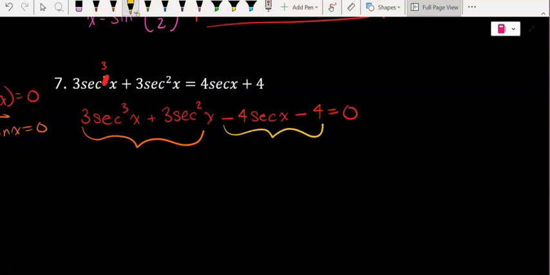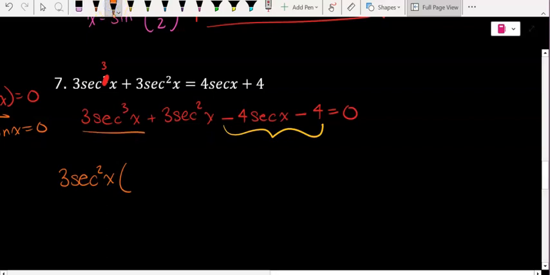So grouping just means I'm going to take those first 2 terms that I have right there, pull out a GCF, and write what's left. So if I have 3 secant cubed and 3 secant squared, they clearly share a 3 secant squared. So I'm going to go ahead and pull that out. So I have 3 secant squared x that I'm pulling out.